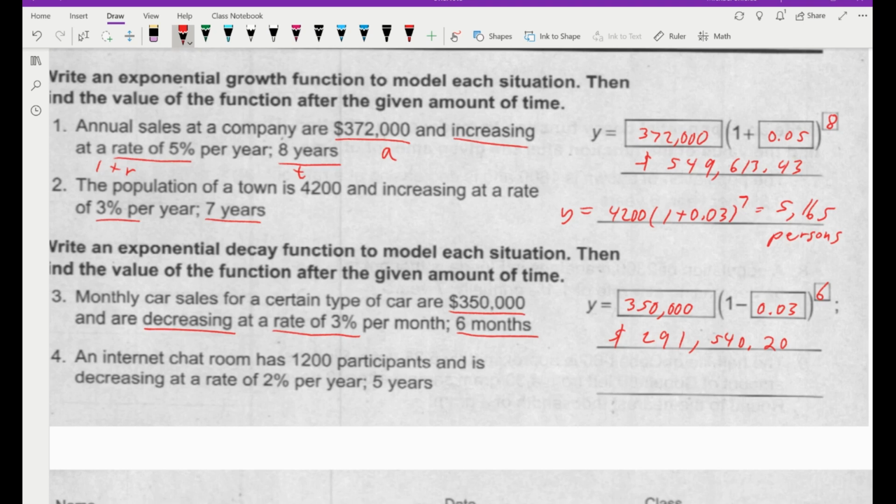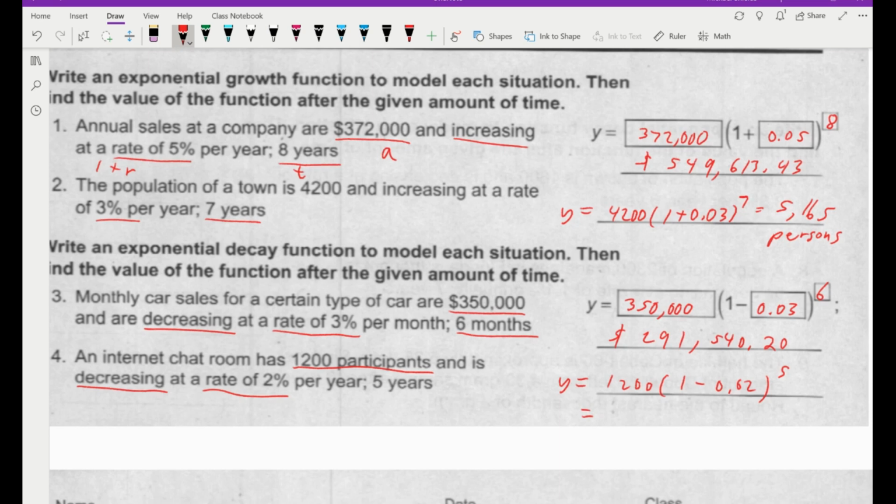Number 4, a chat room has 1,200 participants. That's the starting number, and is decreasing at a rate of 2% per year for 5 years. Now we're back to using time in years. Our starting population is 1,200 persons. It's decreasing, so it's 1 minus r, 1 minus 0.02, and it's raised to the 5th year. What would the population be after 5 years?